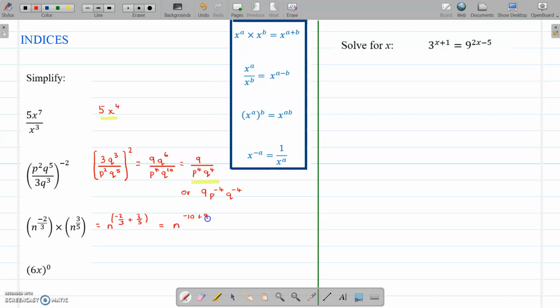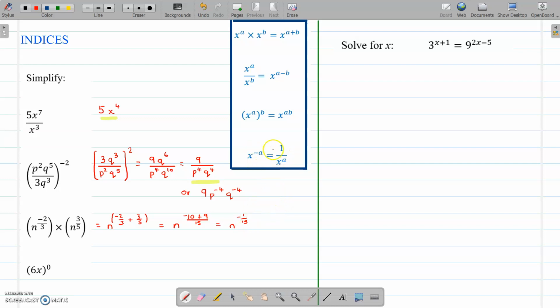Okay, and I can just put that as a single fraction over 15. Okay, like that. Again, making sure it's all up in the air, away from the n. And of course, that's going to give me n to the power of negative 1/15. Okay, and that's the answer.